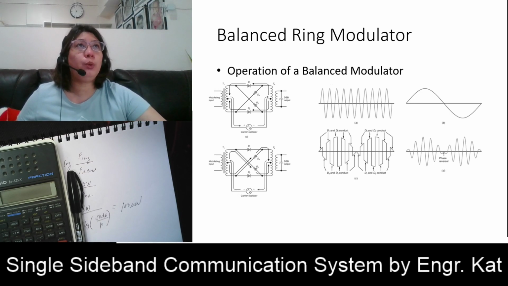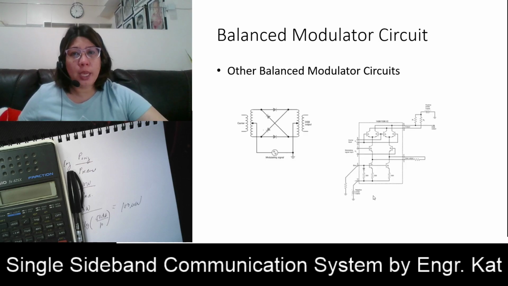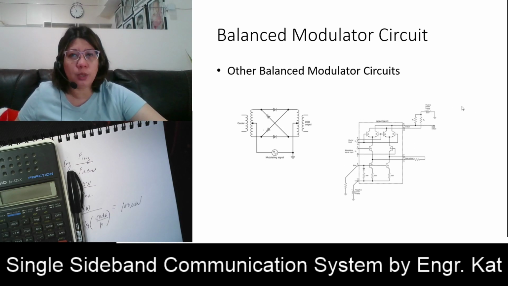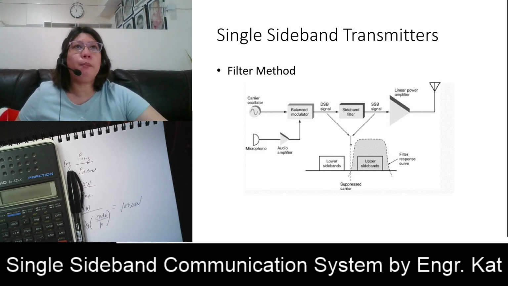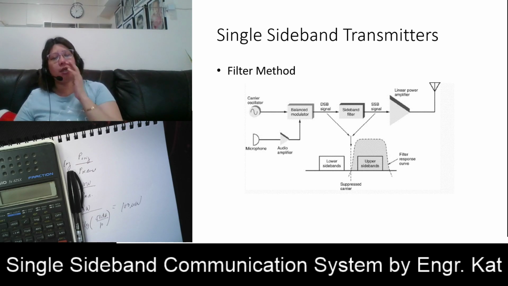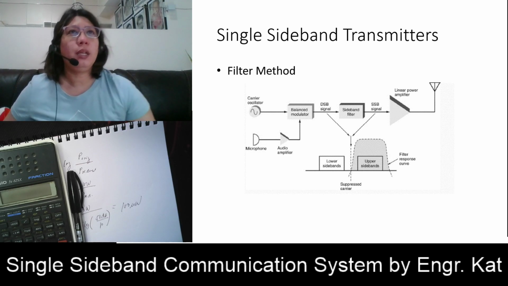Okay, so here are other ways of eliminating our carrier. These are other balanced modulator circuits. This one is already in the form of an integrated circuit. The output of a balanced modulator is still double sideband. We just removed the carrier.